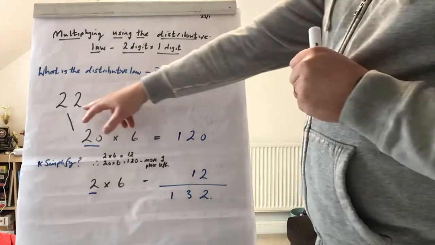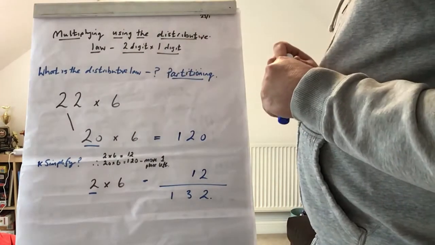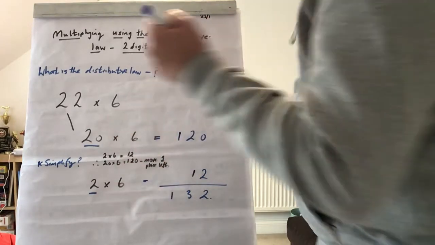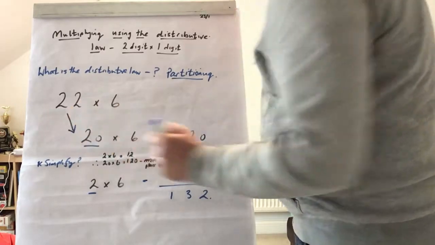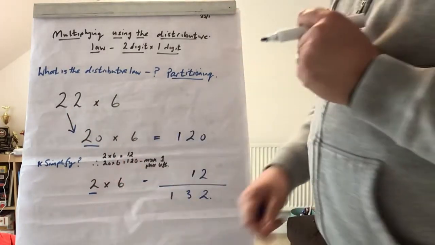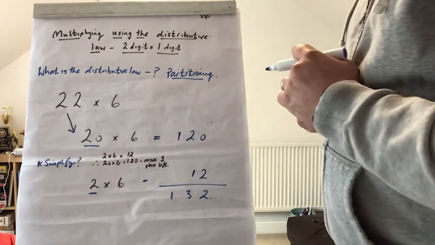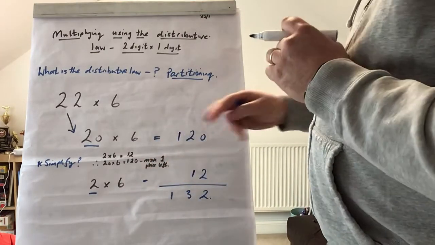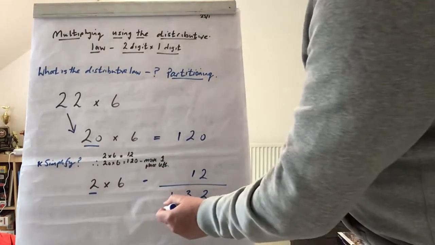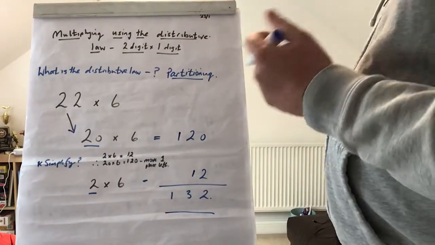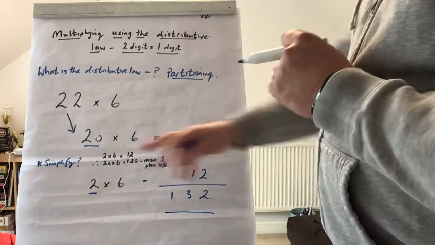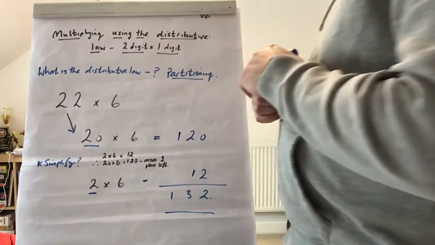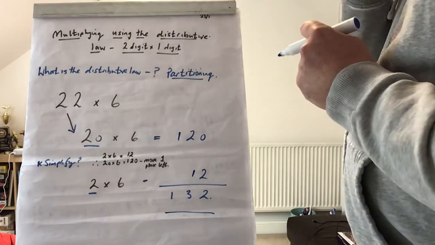You partition the large number, the 22, into its tens and into its ones. So I am partitioning 22 into 20 and 2. Now it will become 20 times 6, and 2 times 6, and then I simply add those two answers together and I will get my final answer. Distributive means you are literally partitioning the larger number. It could even be 122, and you could still partition that up and still get the answer.